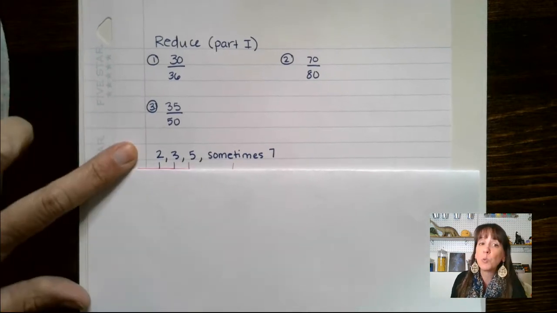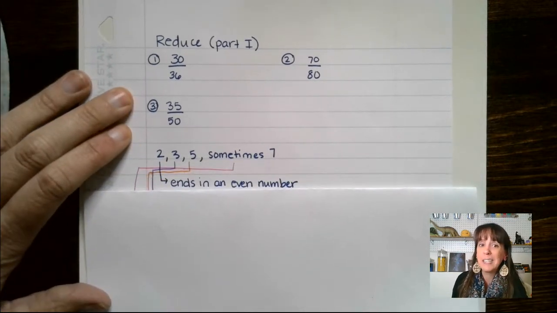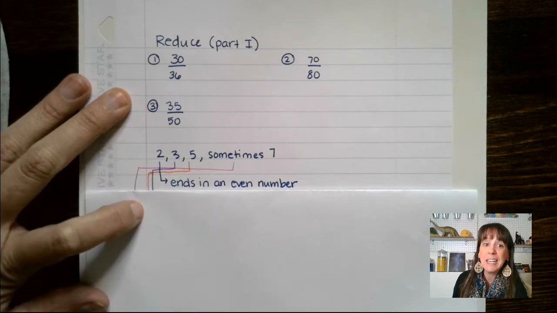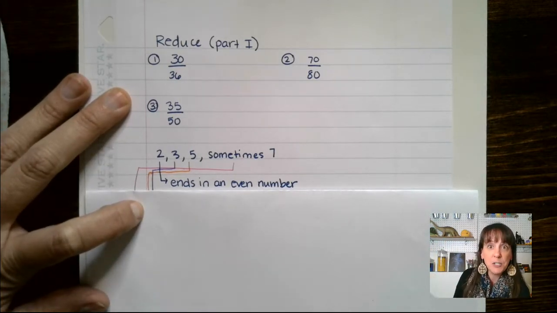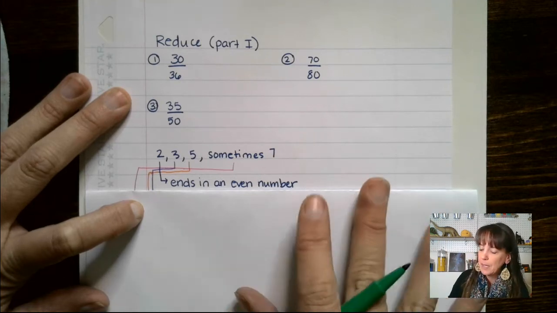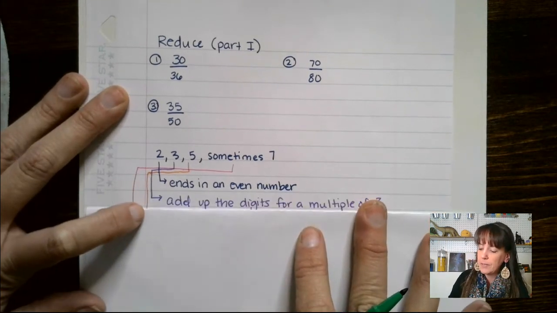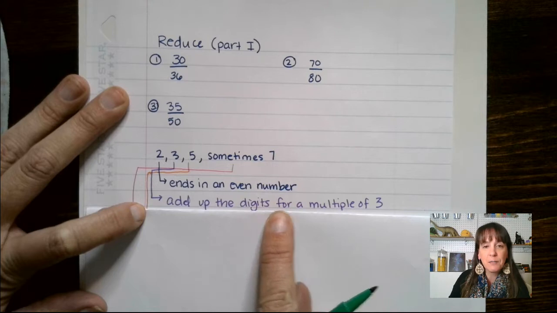It's basically the rules of divisibility. First one, 2. It ends in an even number. If something ends in an even number, then we know it is divisible by 2. And dividing by 2 just cuts something right in half. 3 is a really fun one. You add up the digits for a multiple of 3.